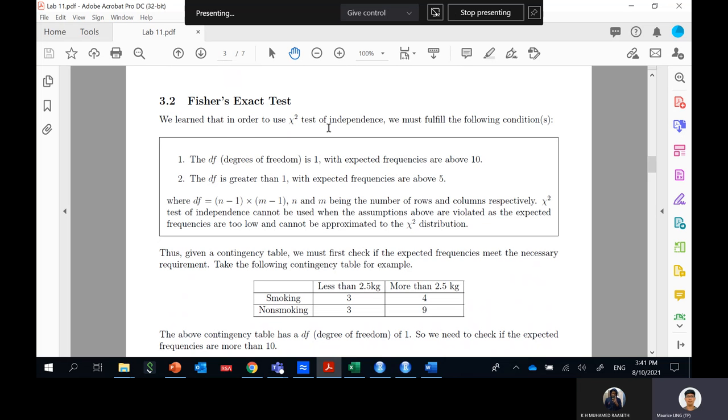So in order to do chi-square test, these two must be fulfilled. If degrees of freedom is 1, expected frequency must be above 10. If degrees of freedom is greater than 1, that means more than two categories, expected frequency, all of them must be above 5 to use chi-square. So which means that you reverse, Fisher exact test is for small sample size.